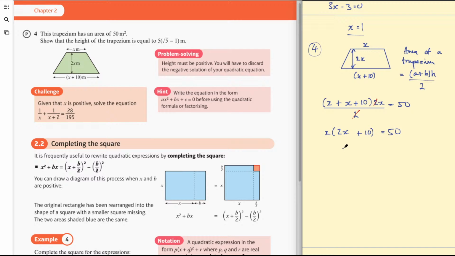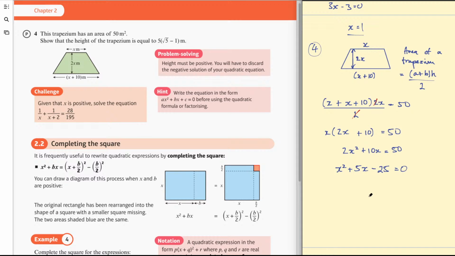Expanding these brackets out, I have 2x squared plus 10x equal to 50. And then I could divide through by 2 and also subtract that 50 from the left hand side. So if I divide through by 2, I have x squared plus 5x, and remember I'm subtracting that from the left hand side. 50 divided by 2 is 25, so I'd have negative 25, and this equals 0.